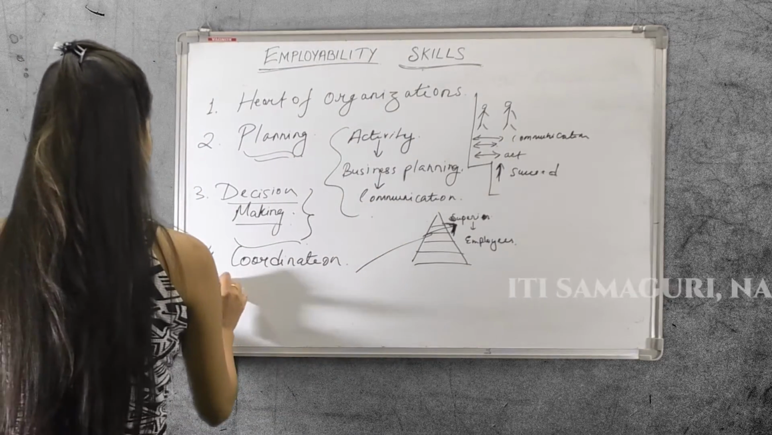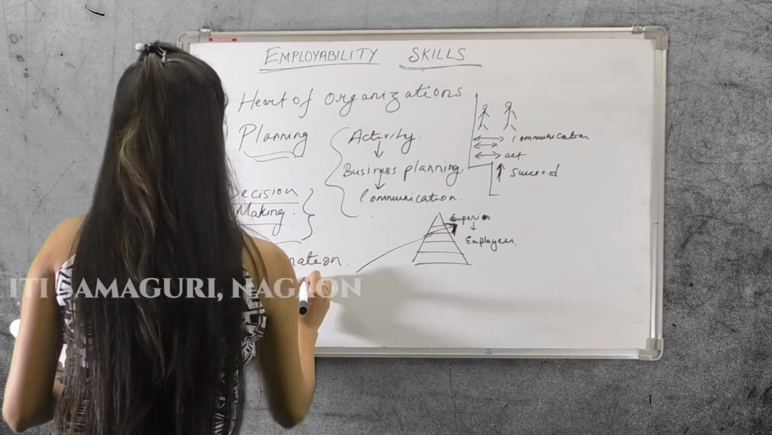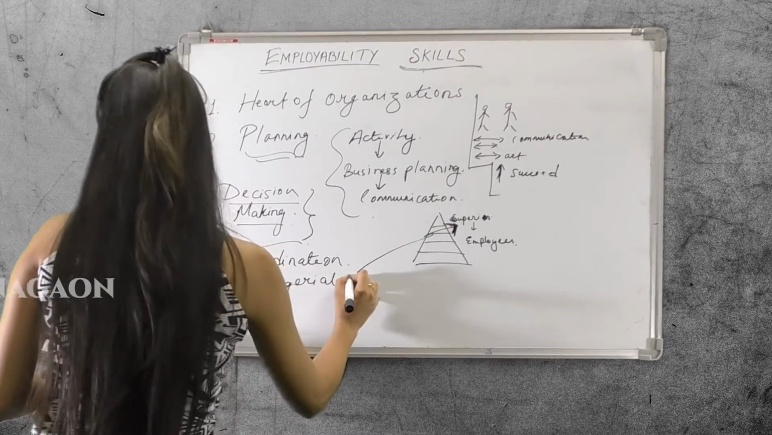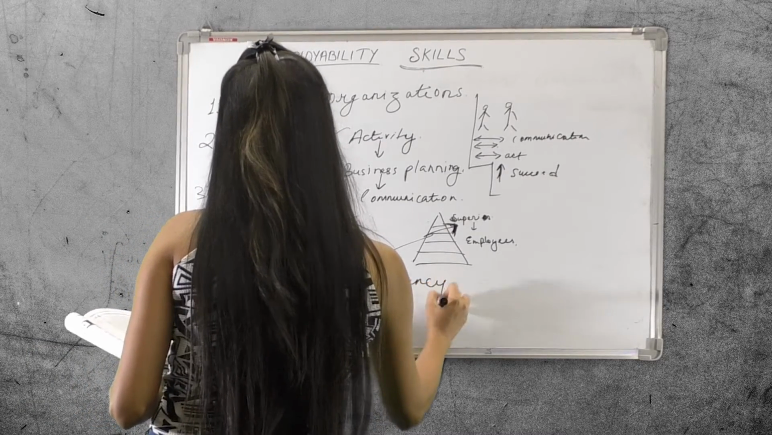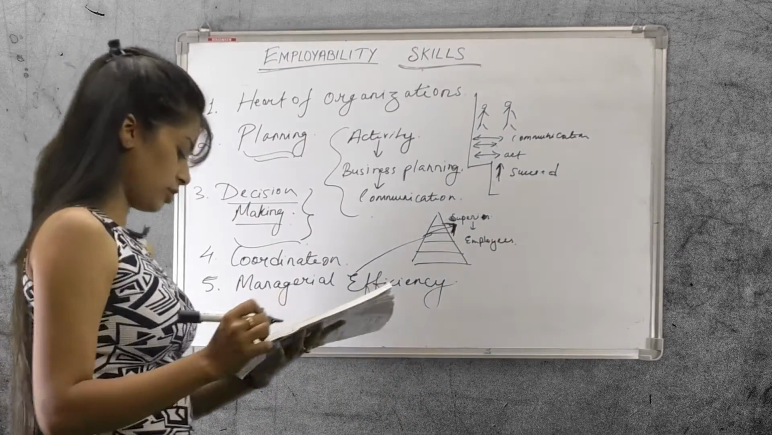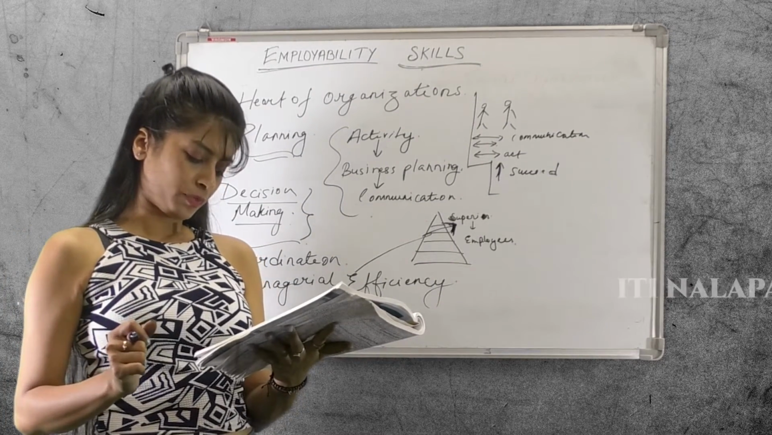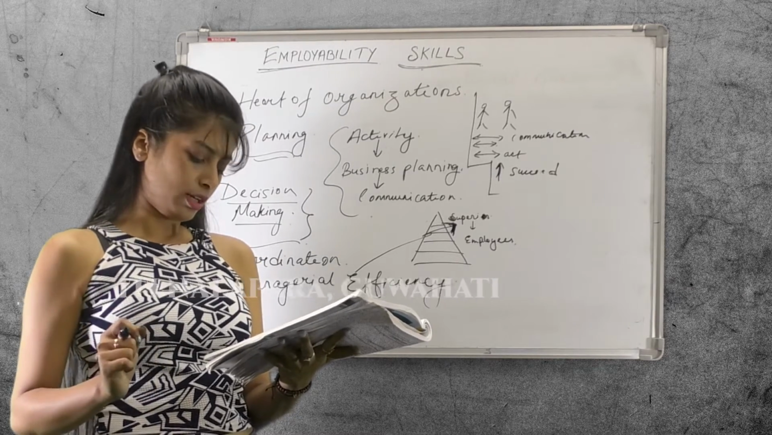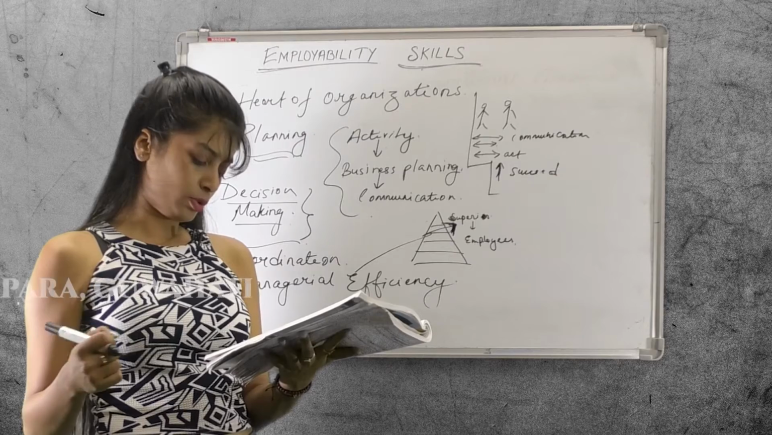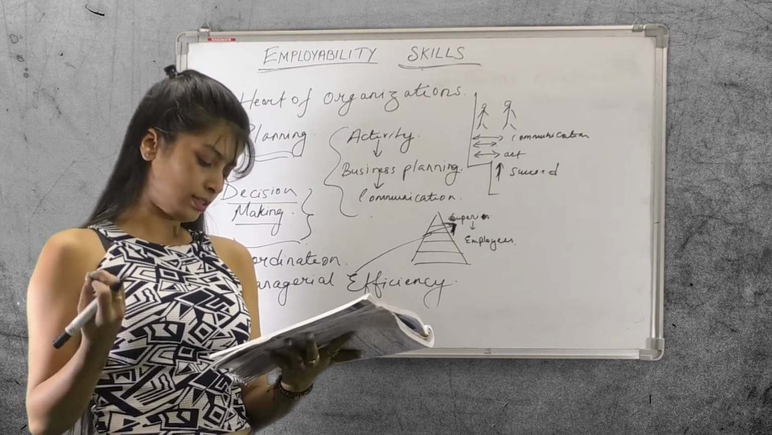Number 5 is managerial efficiency. Communication is crucial for carrying out managerial functions. Through communication, management provides information to the employees, issues guidelines, distributes work, conveys goals and objectives, and seeks control over the work of employees.